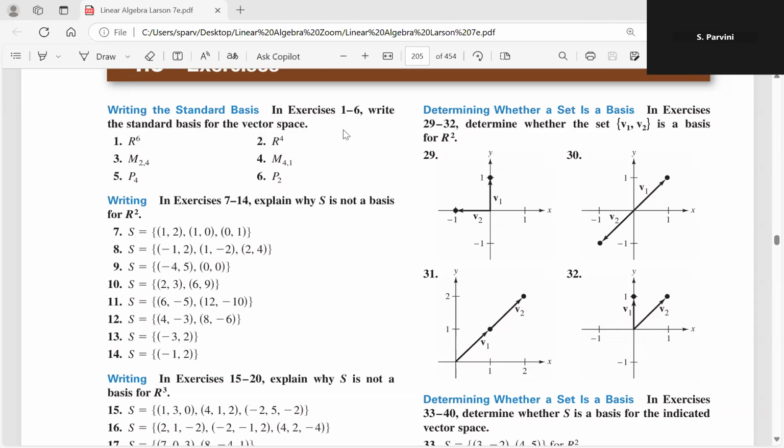Remember, in the first 6 exercises, it says write the standard basis. In other words, in R2, or R4 in this case, number 2, standard basis means come up with 4 vectors such that every vector in R4 can be written as a linear combination of them. Standards are the ones that everybody uses. I'm going to do these problems and they will go rather quickly. So let me switch my share to my notebook, or just my notes.